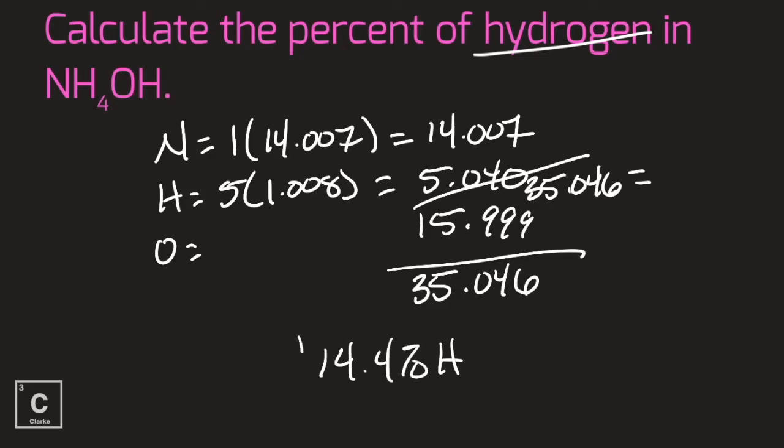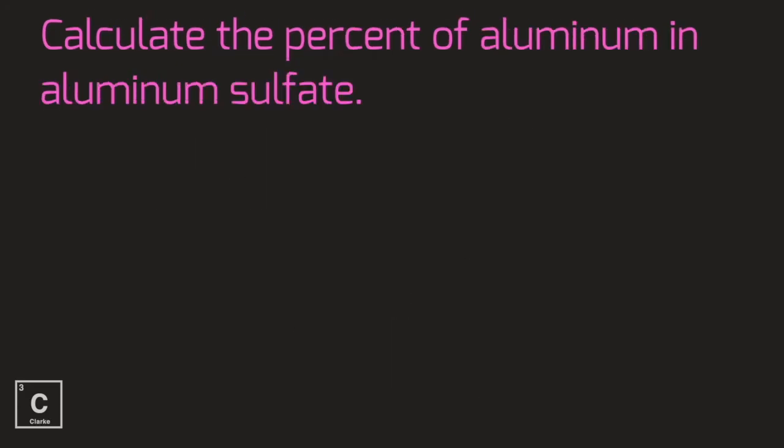And I am getting it to be 14.4% hydrogen. Okay, our last percent composition problem. I'm not going to lie, I do not love percent composition. I like to do dimensional analysis. I know, I'm weird. Calculate the percent of aluminum, only aluminum, in aluminum sulfate. So let's write that formula.